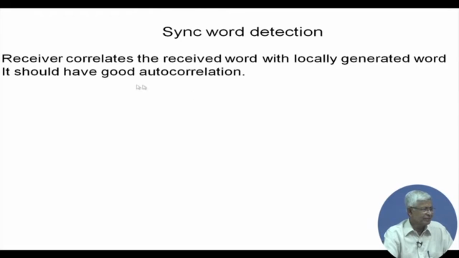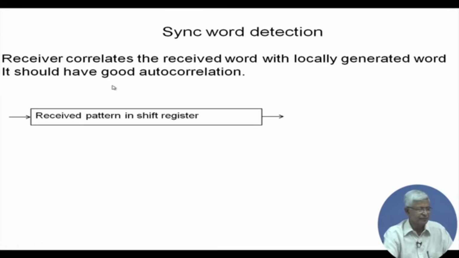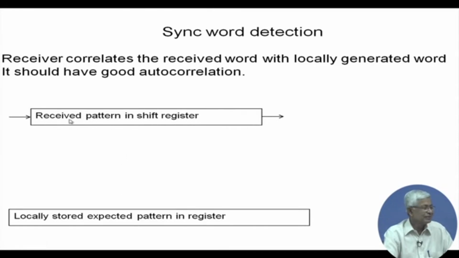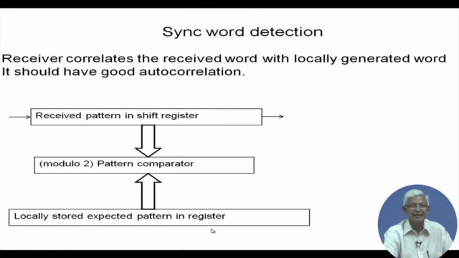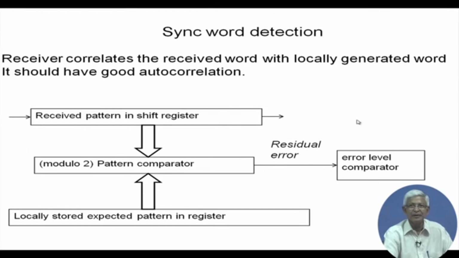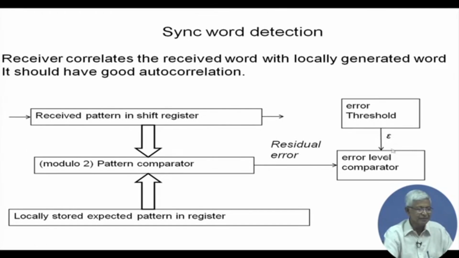Now, let us see how sync word detection is done. The receiver correlates the received word with a locally generated word, which should have a good autocorrelation function. This is a similar block diagram, but now with an error threshold. The received pattern is in the shift register, and the locally stored expected pattern is in a register. A modulo 2 comparison of the patterns gives some errors. That residual error is compared in a threshold comparator. We set an error threshold epsilon, and the error level is compared. If it does not exceed the error threshold, then we say the Unicode is detected, the pulse is detected.